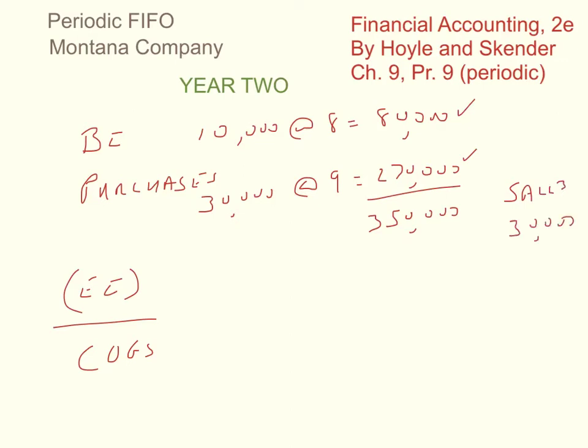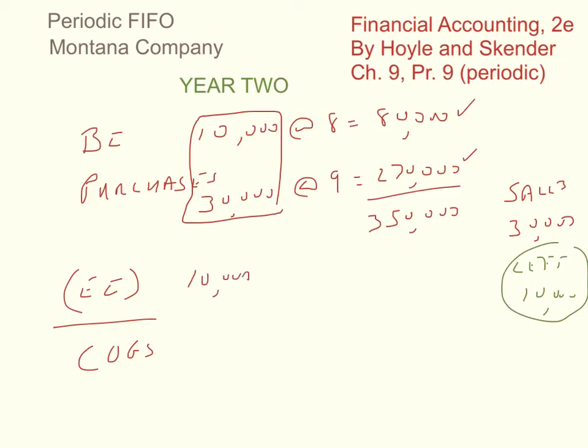Well, you can see right here, we have 40,000 units. 30,000 of them got sold. So therefore, how much is left? 10,000 units must be left. That's your ending inventory. So ending inventory are those 10,000 units.